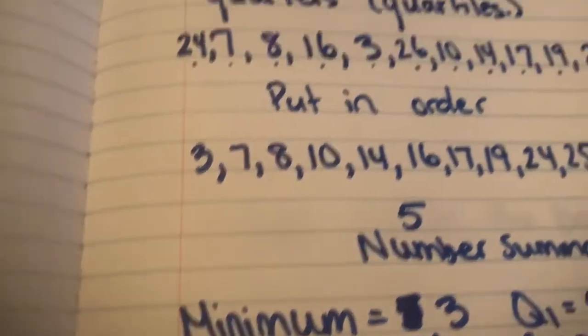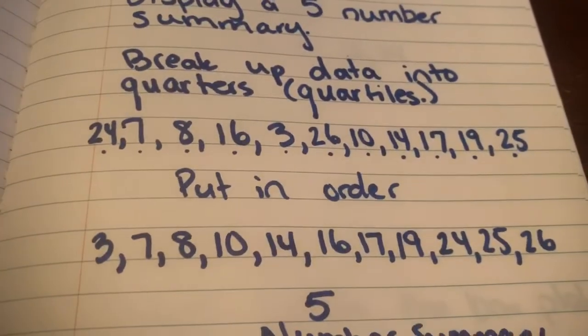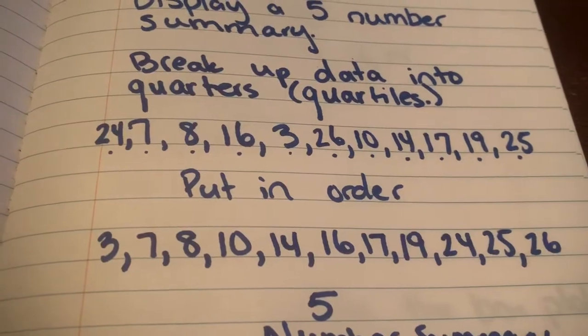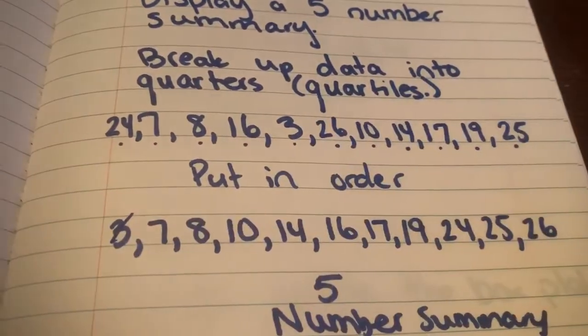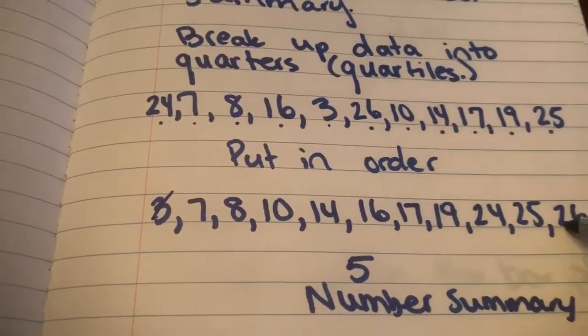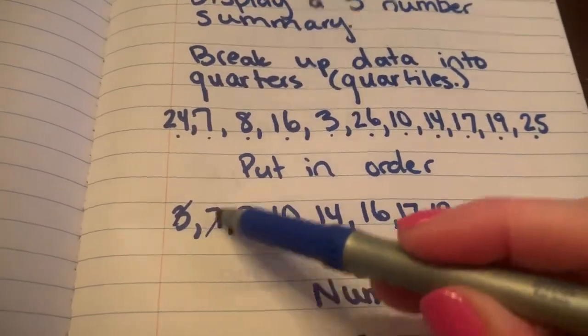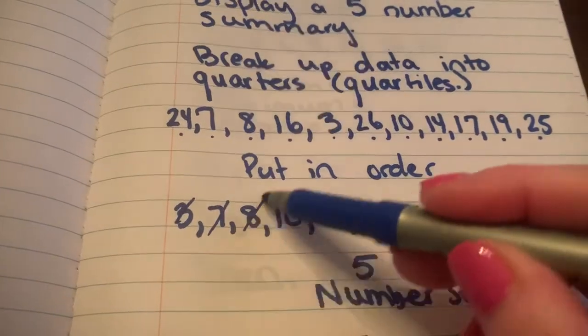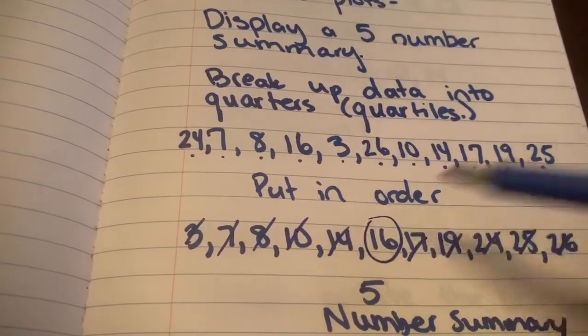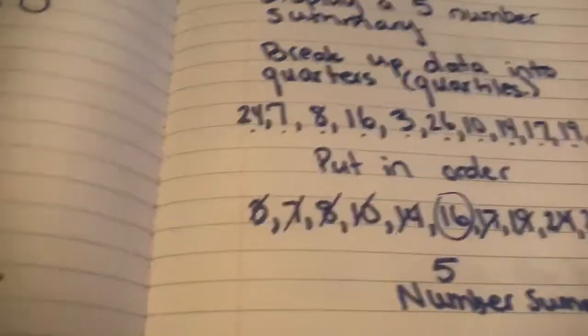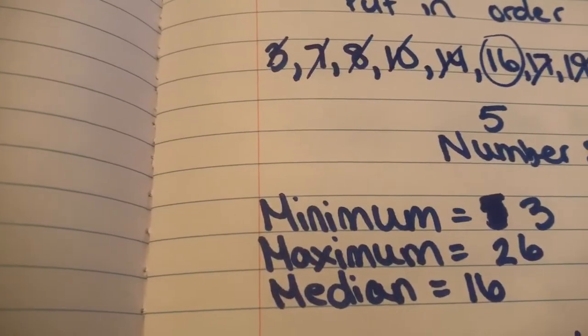So when you're looking for the number in the middle, remember you can go back and forth with your numbers going smallest, largest, next smallest, next largest, until you find that middle number. Once you find that middle number, that's what we call the median.